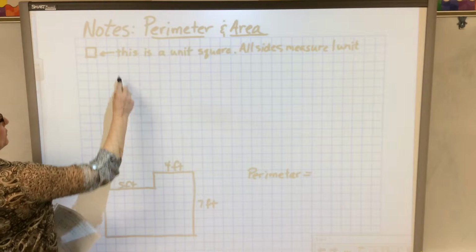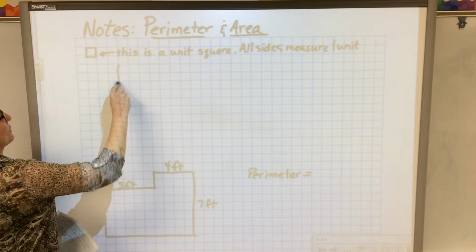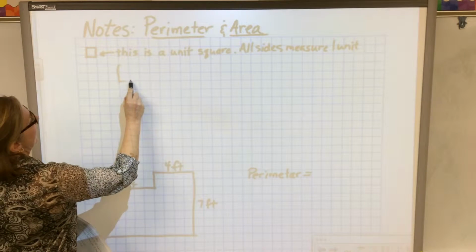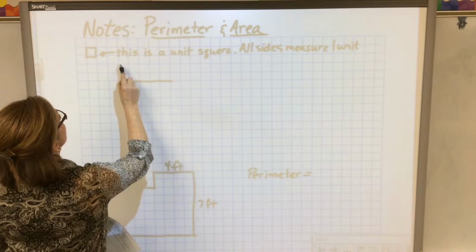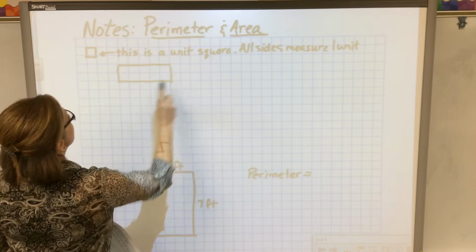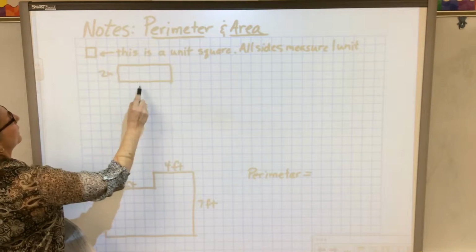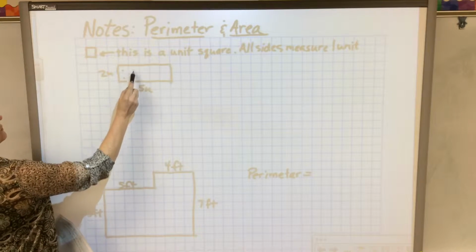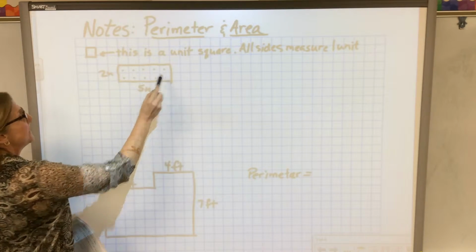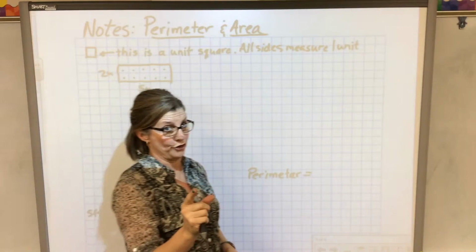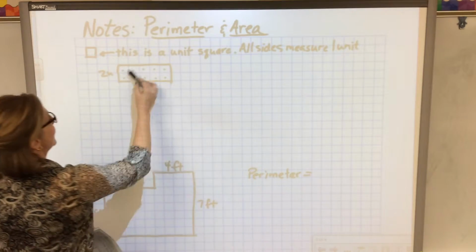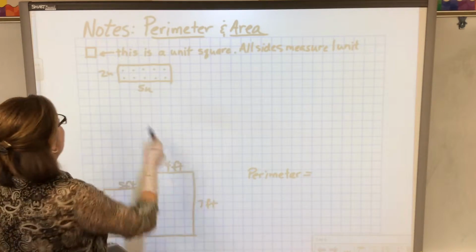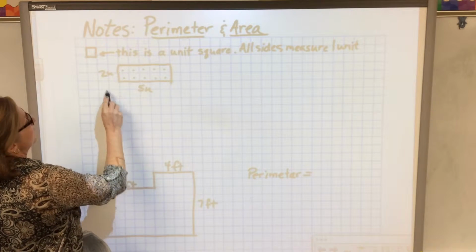Okay, so hit pause. And now that we're back, here are some possibilities of what you could have drawn. You might have done a width of 2 units and a length of 5 units. Because inside there, if we've got 2 units this way and 5 units this way, then inside here we can see 1, 2, 3, 4, 5, 6, 7, 8, 9, 10 unit squares.